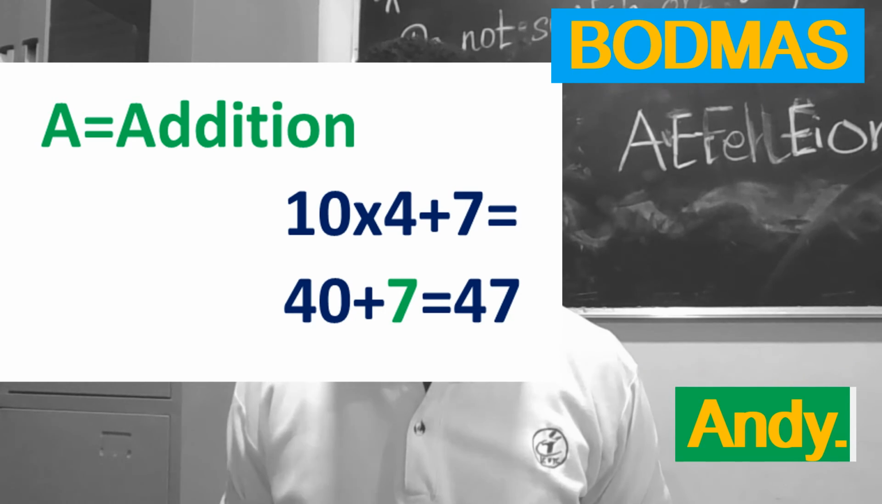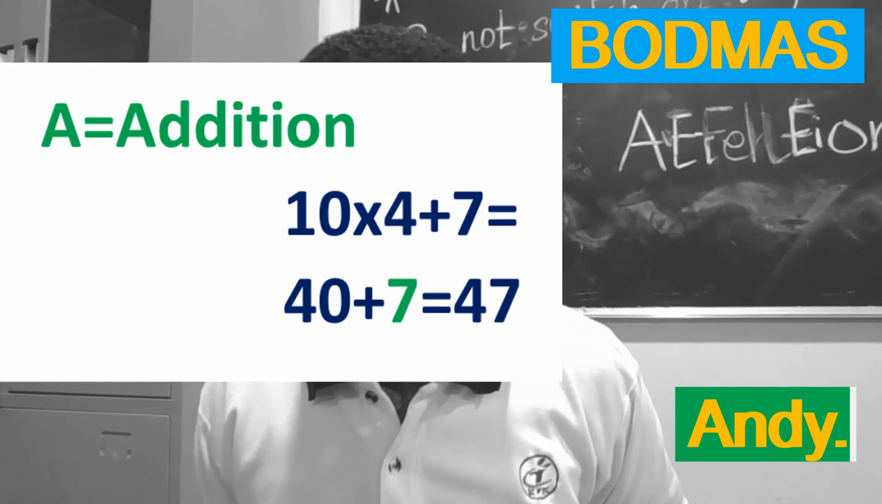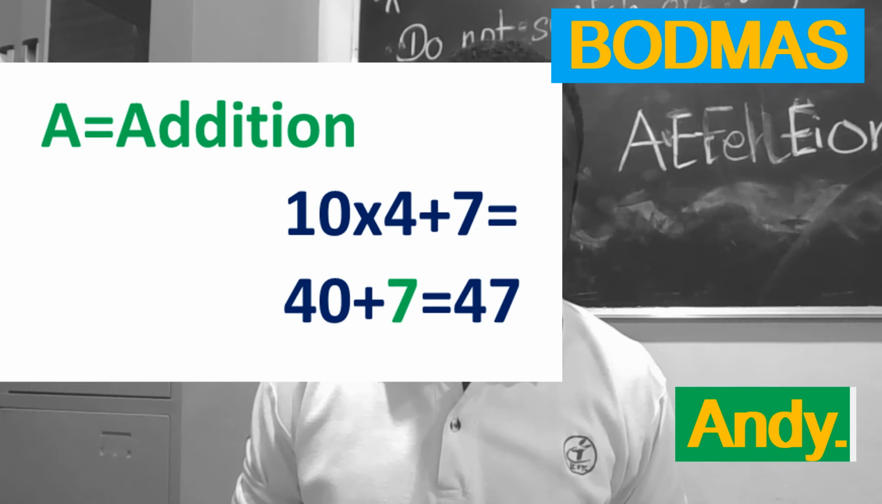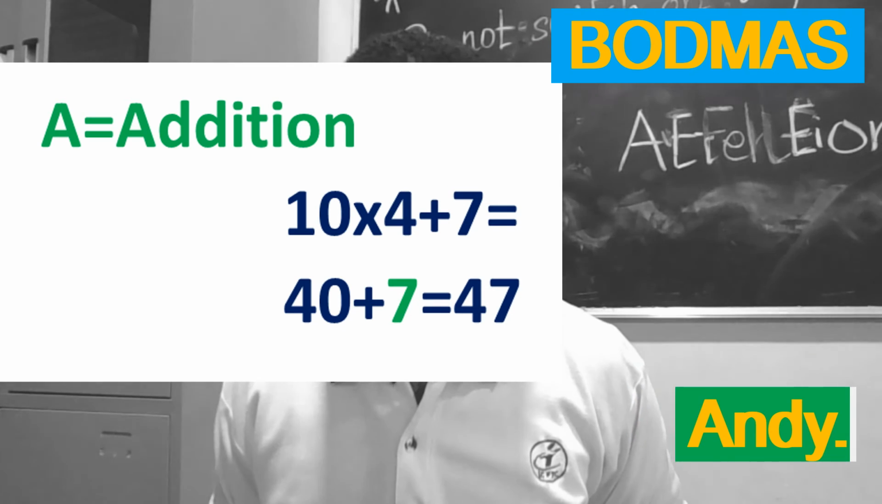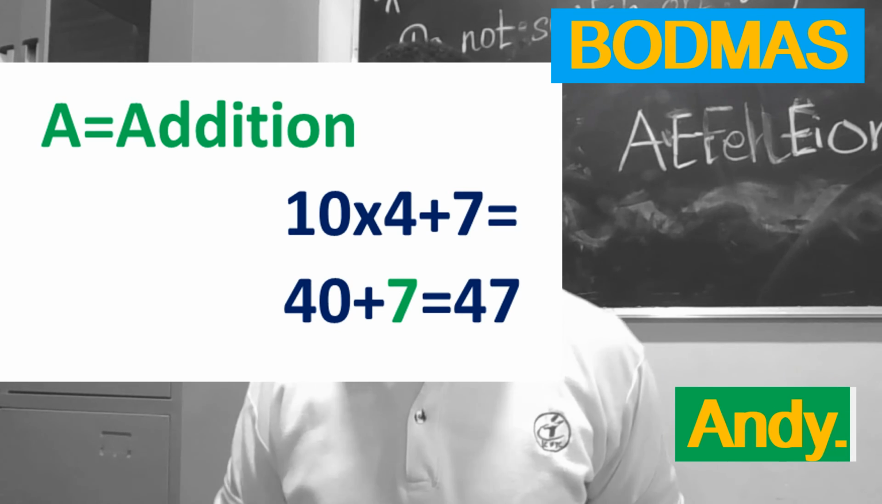Don't do 4 plus 7 first, and then come and multiply the other one. Okay, very good.